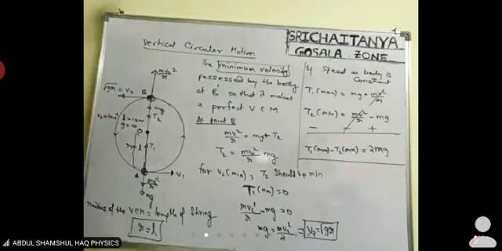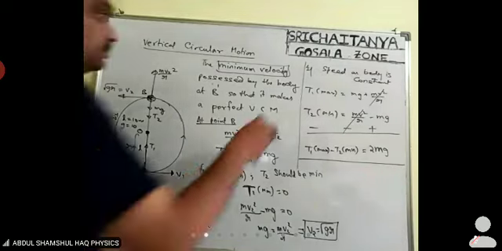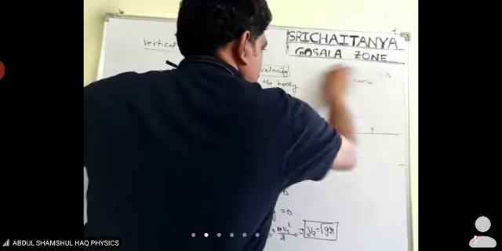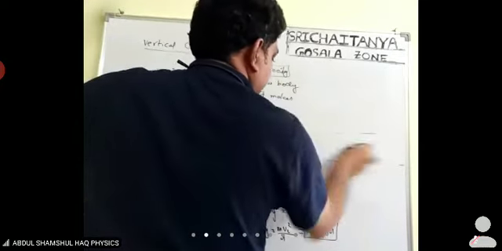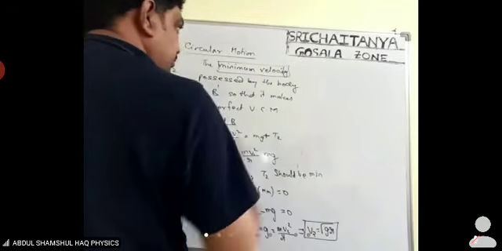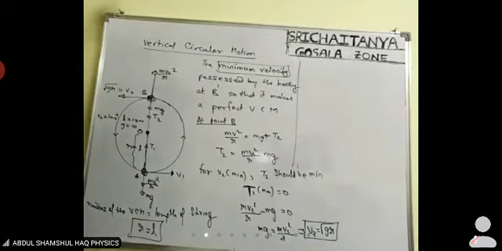So now students, in a similar way, let us try to find the velocity at point A. The speed at the point A. Speed at point A we have to find.